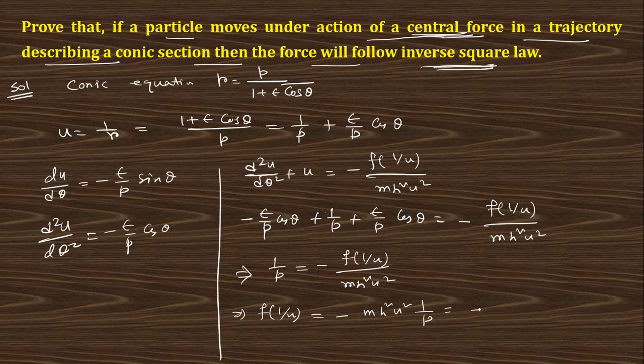So putting it in terms of r, we get m h square by r square p. We can write this as k by r square, where k is m h square by p. Okay, so this follows the inverse square law. I think clear. If there is any doubt, you must comment in the comment box, or you can contact me. So you can prove the inverse square law from the conic equation.